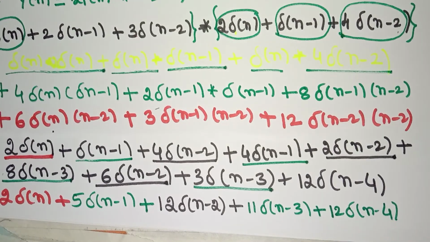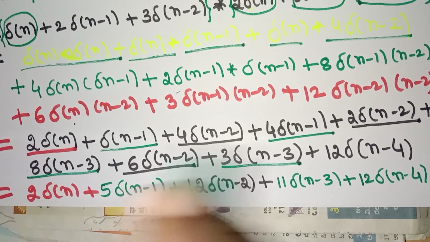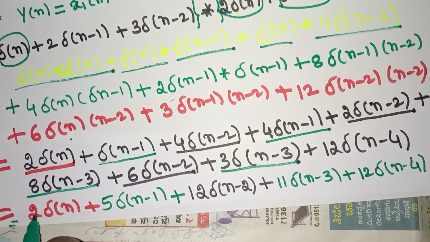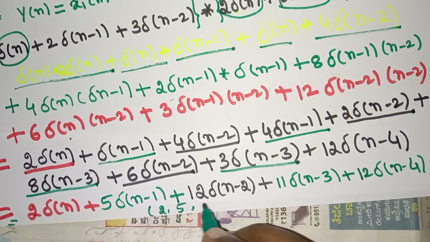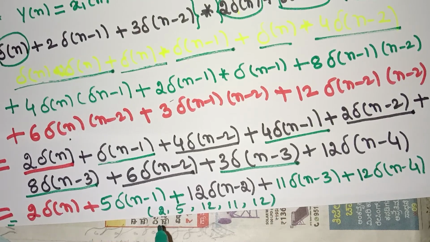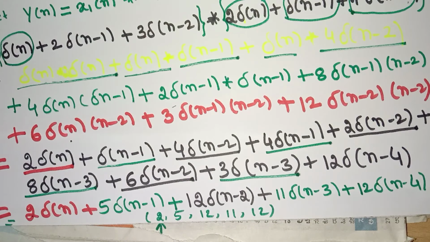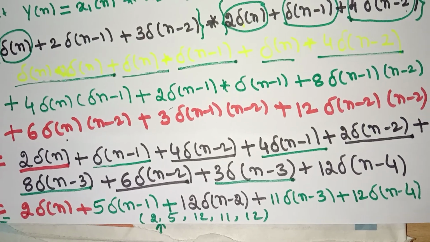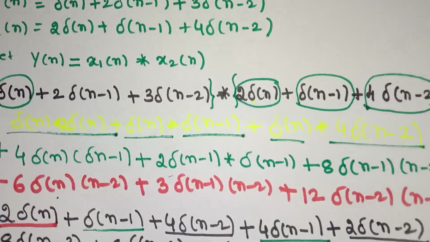Okay, and this is actually the convolution sum of these two expressions. But usually they write only the numbers, that is y of n is equal to 2, 5, 12, 11, 12. You have to give one arrow mark like this. This is your convolution sum of the two signals. So for any type of expression they give, you have to find the result using this procedure.